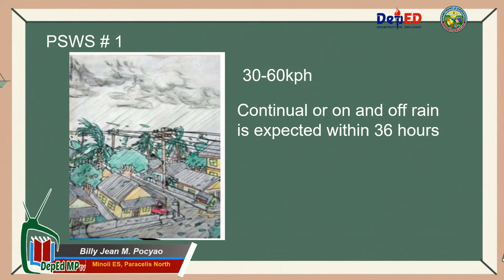The impact of the wind: branches of small trees may be broken. Some banana plants may be tilted. Some houses of light materials like nipa and kugon may be partially unroofed. Only very light damage to the exposed community. People are advised to listen to the latest weather forecast of PAGASA.